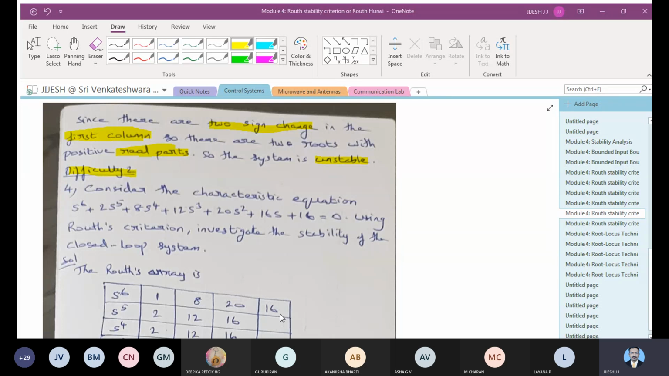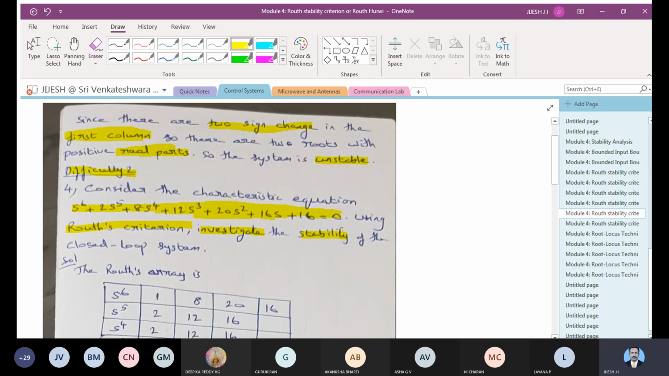You will just be asked to find out the Routh-Hurwitz criteria or root stability criteria for the characteristic equation, whatever equation comes to you. So here it is s to the power of 6 plus 2 s to the power of 5 plus 8 s raised to 4 plus 12 s cube plus 20 s square plus 16 s plus 16 is equal to 0. This is what you have to investigate: whether the system is stable, unstable, or marginally stable. Using Routh's criteria, investigate the stability of the closed loop system.